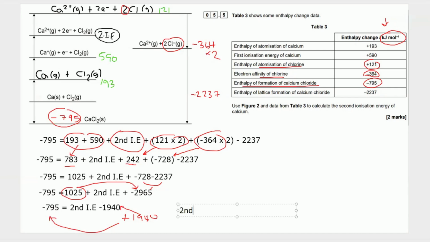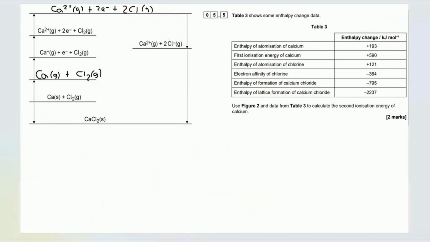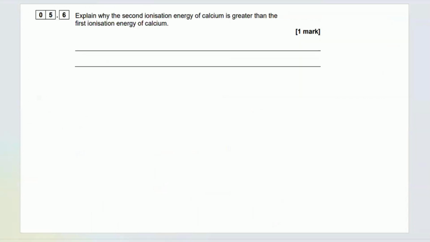and you're going to get your answer, which is going to be 1145 kilojoules per mole, and that is the second ionization energy of calcium. And we know the first ionization energy was plus 590. Were we expecting a positive answer? Yes. Look at the first ionization energy. It's positive. So you would start to think the second one must be positive too.